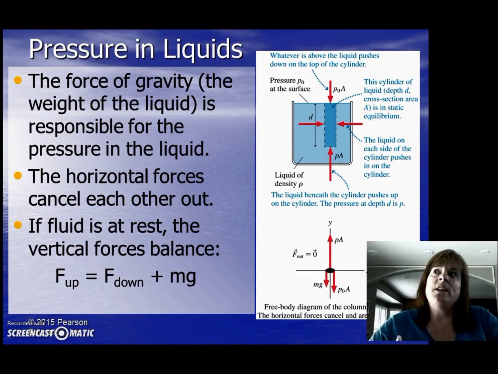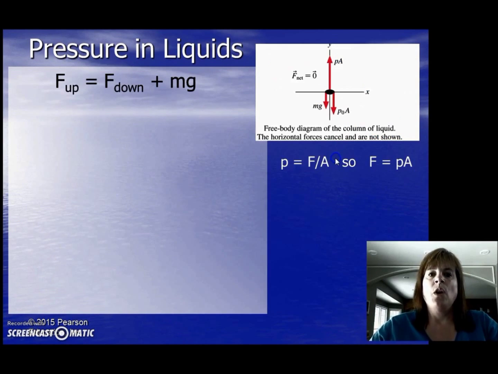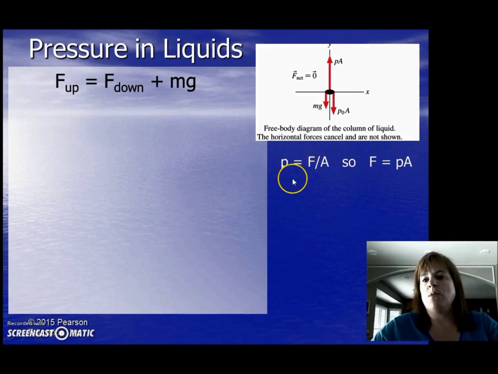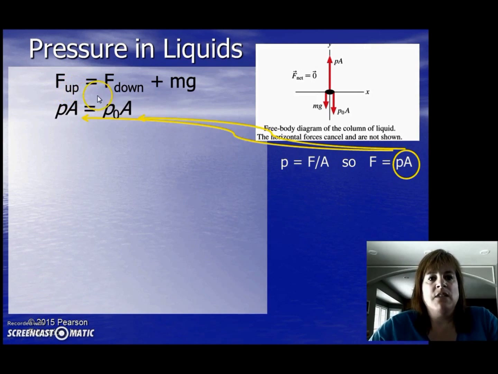Because we really want to know what is the pressure down here at the bottom of the container. Well, from an equation standpoint, we just define pressure as force over area, so we can rearrange that to have force is equal to pressure times area. So if I substitute it in for my forces, I have my pressure at the bottom times the area is equal to the pressure from the outside fluid, which in my case was the atmosphere with the air, times the area.